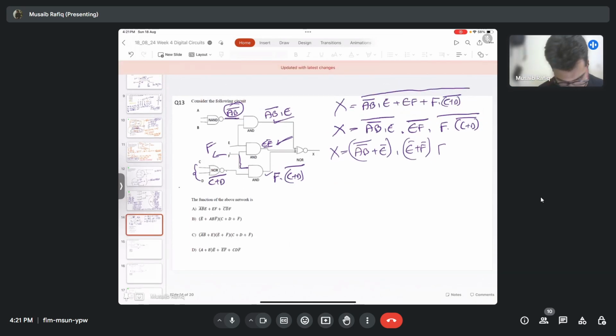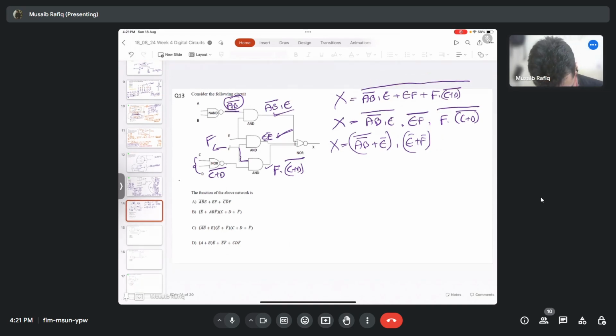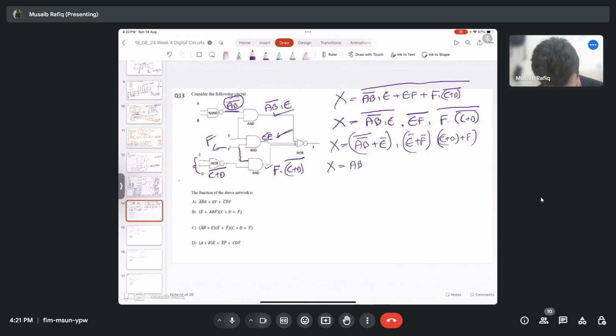Yeah. So we were here. Just a second. So this will be C plus D. Be C plus D plus F. Now my expression gets reduced to AB plus E bar plus F bar, and this is C plus D plus F.